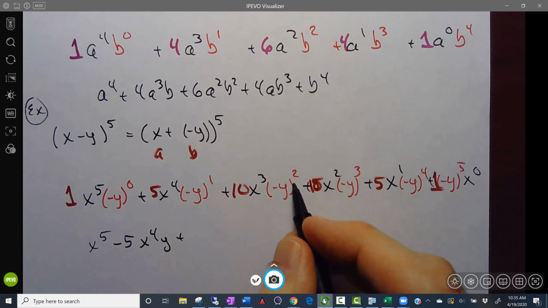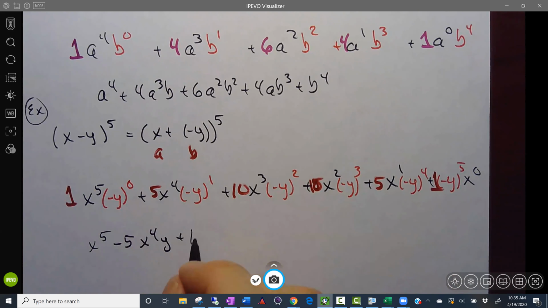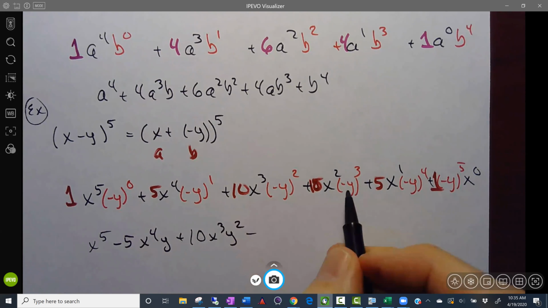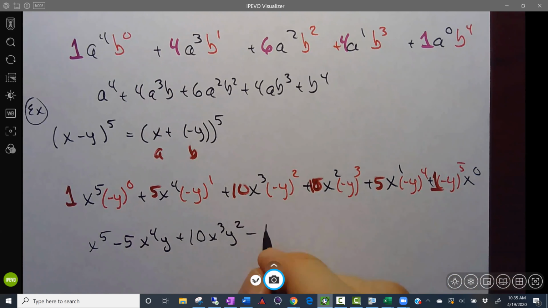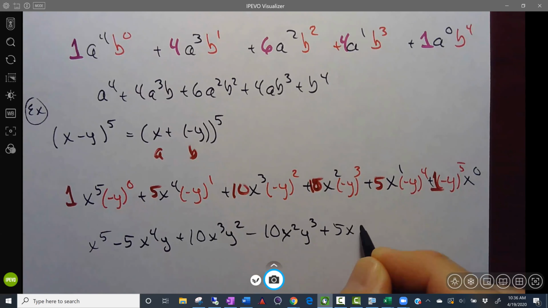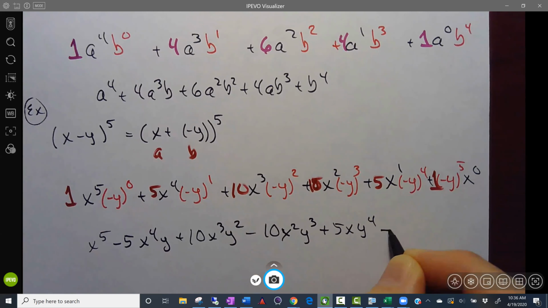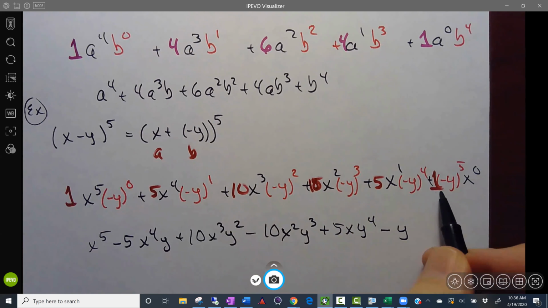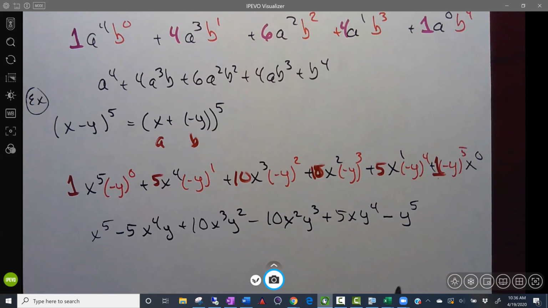Squaring things is going to make that negative disappear, so it's going to be positive 10 x cubed y squared. Cubing things, what's the sign going to be? Positive or negative? Odd exponent, negative. Minus 10 x squared y cubed plus 5 x to the 1st, y to the 4th, minus, that's a 1, that's a 1, minus y to the 5th, it's just going to be minus y to the 5th.